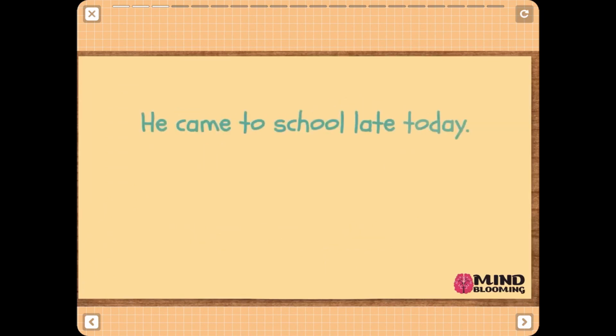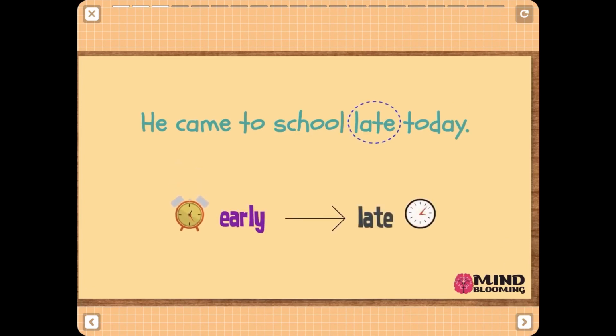He came to school late today. Which word in this sentence is the antonym, or the opposite meaning, of the word early? If you said late, then you are correct. Late and early have opposite meanings, therefore they're both antonyms.